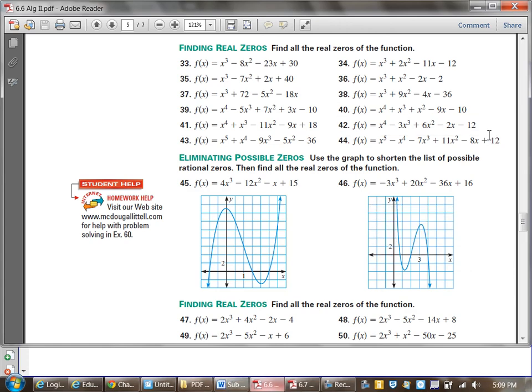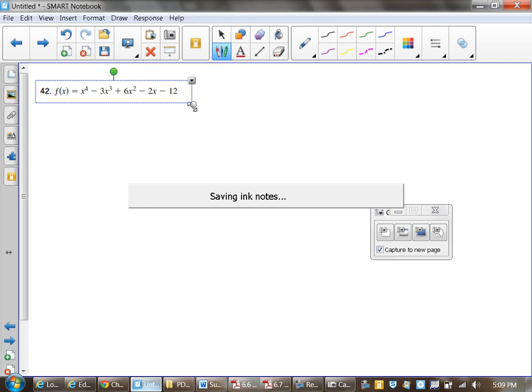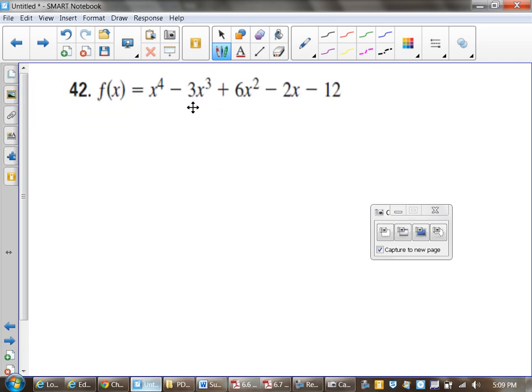I'm going to list out all the factors of 12 divided by all the factors of 1. So it's plus minus 1, plus minus 2, plus minus 3, plus minus 4, plus minus 6, and plus minus 12. From that, you use your synthetic division to find your zeros.